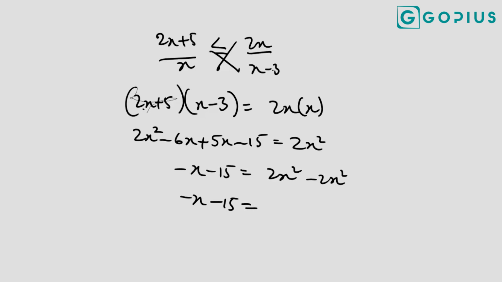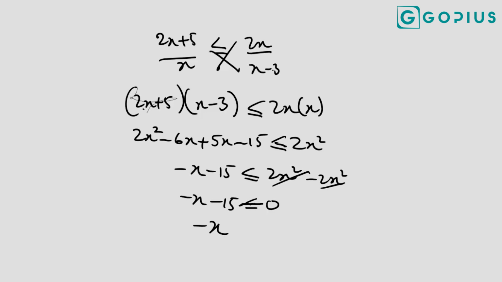We are not solving an equation here. What we are solving is an inequality. So we had less than or equal to. So minus x minus 15 is less than or equal to 2x squared minus 2x squared, which is gone, that is 0. So we have 0 here.